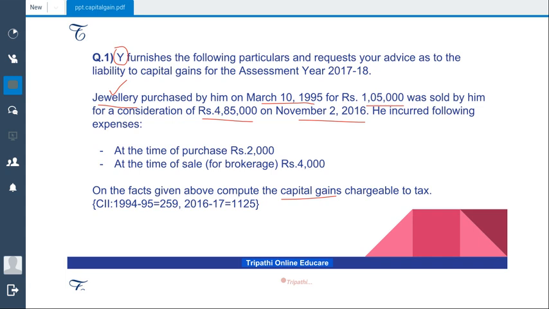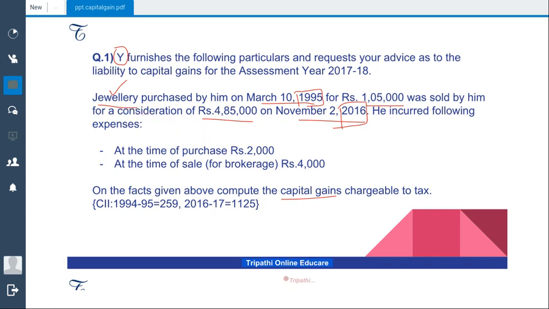Now, in our situation, jewelry is purchased in the year 1995 and sold in the year 2016. So the difference is more than 36 months. The holding period of this jewelry is more than 36 months. Hence, jewelry will be treated as a long-term capital asset. So that means if Mr. Y is selling, Mr. Y will have to pay long-term capital gain tax.